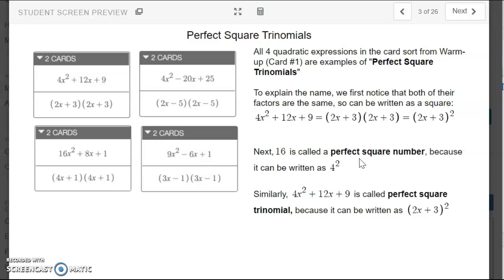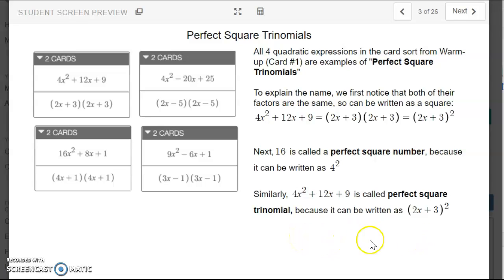Those numbers are all called perfect square numbers because they can be written as something squared. 16 can be written as 4 squared. Similarly, 4x squared plus 12x plus 9 is called a perfect square trinomial because it can be written as 2x plus 3, all squared. Something all squared, right? So that's what we mean by perfect square trinomial.